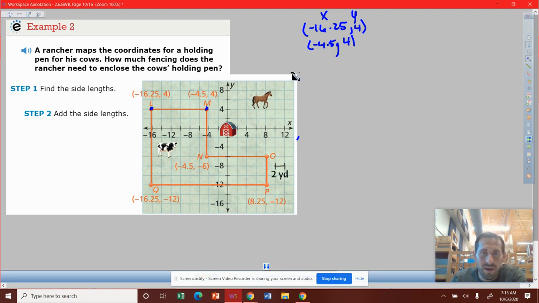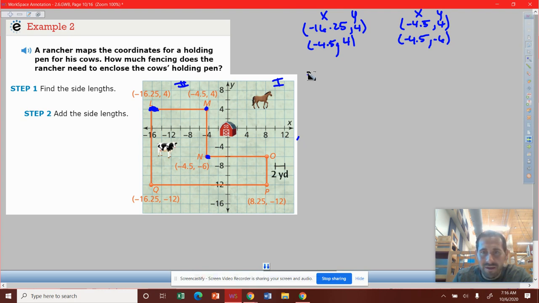Then I'll go to another ordered pair. I'm going to go negative 4.5, 4 to this ordered pair here, negative 4.5, negative 6. Am I going to compare the x's or am I going to compare the y's? In this case, the x's are the same, so we're going to be comparing the y's. The question we need to continue to ask ourselves, going back: L and M, were those in the same quadrant? Here's quadrant 1, here's quadrant 2. Same quadrant, so that means we're going to end up subtracting these.